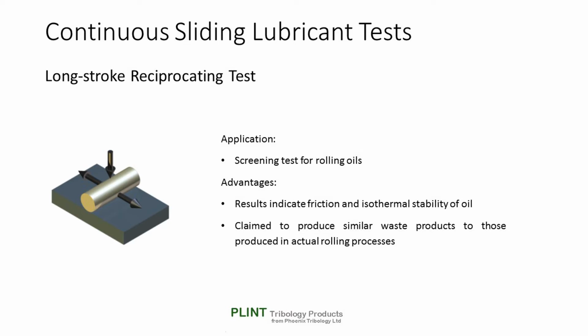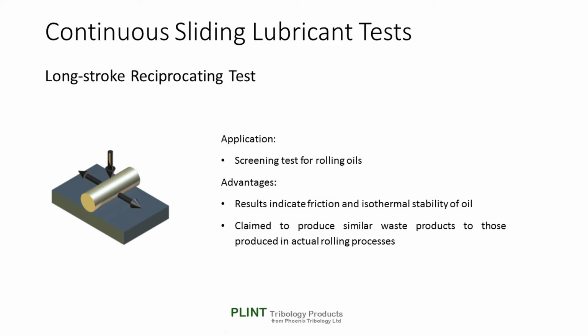In the case of zinc, which is normally termed cold rolling, but is actually hot rolling, the crystallization temperature of the metal is around 50 C, and the process actually runs at about 200 C. These tests give results about the performance of the oil, coefficient of friction and isothermal stability.